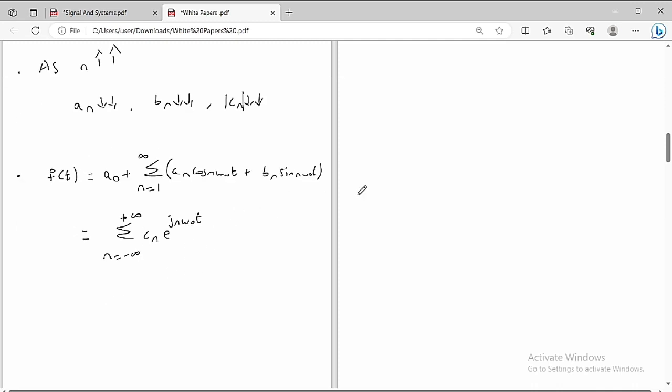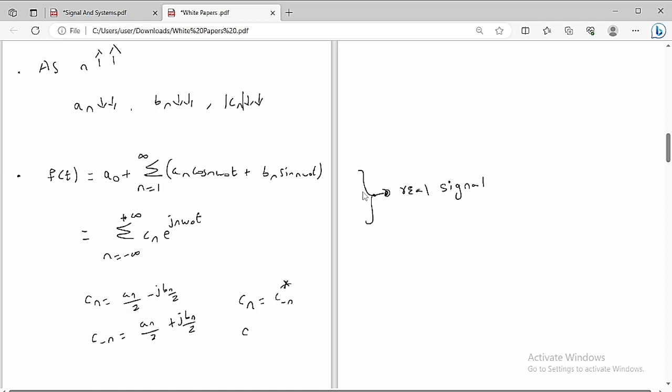We have defined this concept for real signals, and it is valid only for real signals. And we have learned one concept: Cn is equal to An by 2 minus j Bn by 2, and C of minus n is equal to An by 2 plus j Bn by 2. From this we can say Cn is equal to C of minus n conjugate, or vice versa, Cn conjugate is equal to C of minus n.